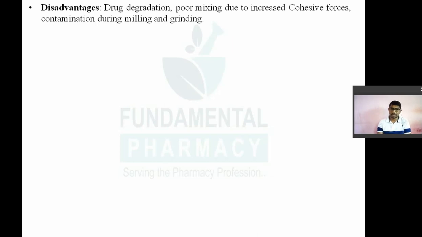So drug degradation, poor mixing due to increased cohesive forces, then contamination during milling and grinding. So how will there be a contamination? Because whatever mills you are using to carry out the comminution or size reduction, those mills are made up of iron material, steel, copper material. So sometimes iron, copper, they may contaminate your product. Okay, so these are the disadvantages.